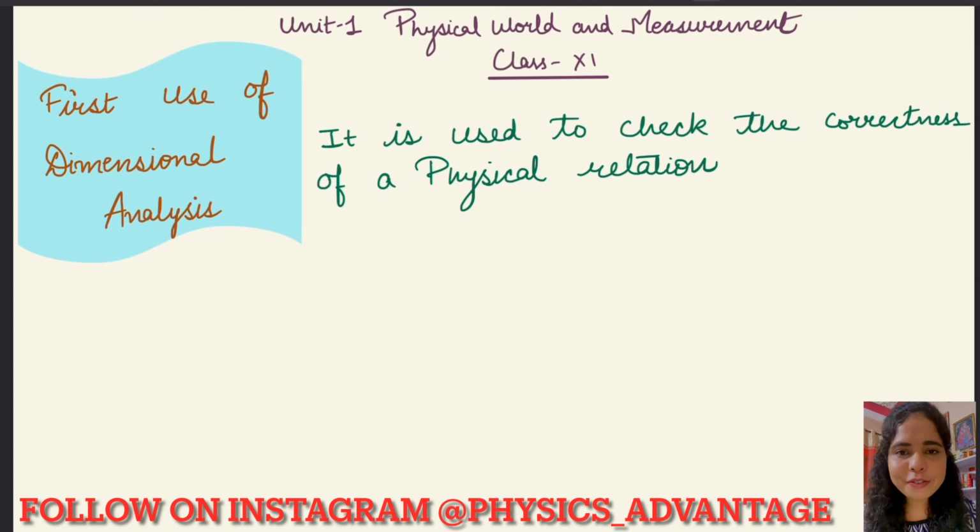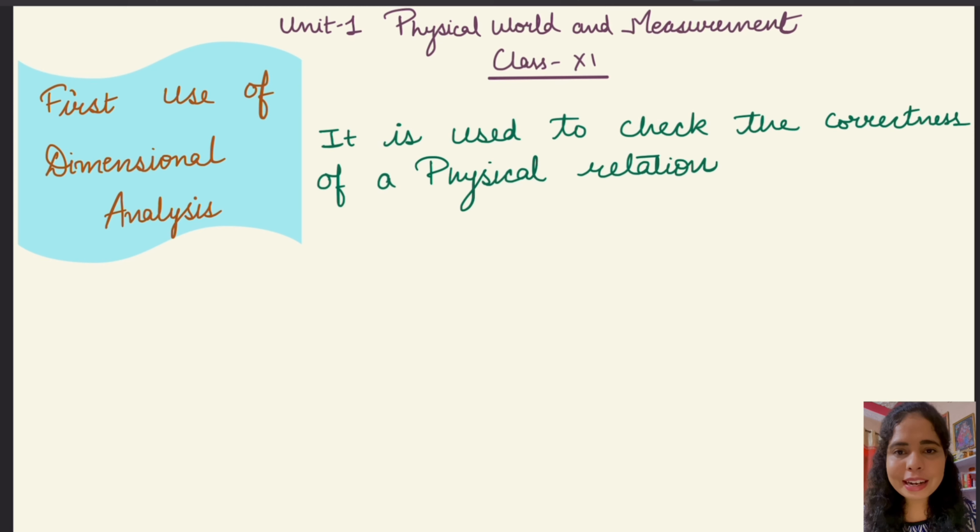This is Unit 1, Physical World and Measurement, and we are discussing dimensional analysis. We have already talked about the dimensional formulas of various physical quantities, and we have already discussed the limitations of dimensional analysis. The topic we are going to talk about today is the first use of dimensional analysis, that is, it is used to check the correctness of a physical relation.